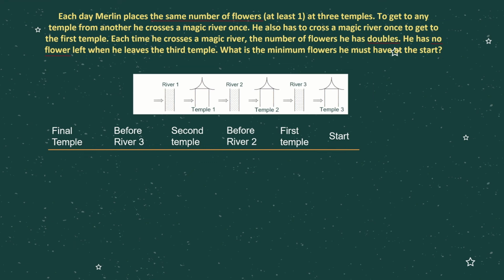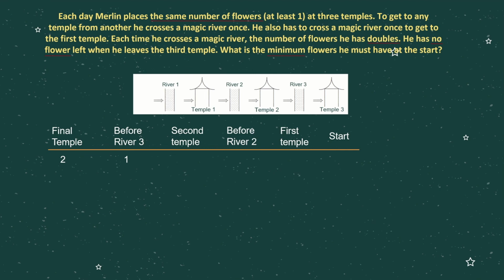The second piece of information is that the question is asking what is the minimum number of flowers Merlin must have at the start. That means we must start our guess small, so that we are at the minimum. So, with this in mind, we can start our guess with the smallest even number, 2. If we guess that Merlin put 2 flowers at the final temple, then before he crossed River 3, he must only have 1 flower, in order for the river to double it to 2 for him to leave all of his flowers in the third temple.